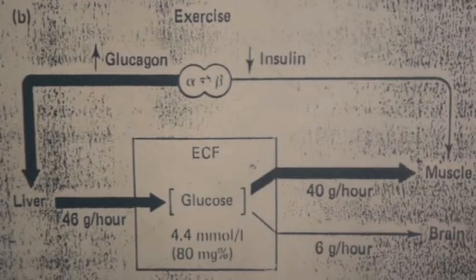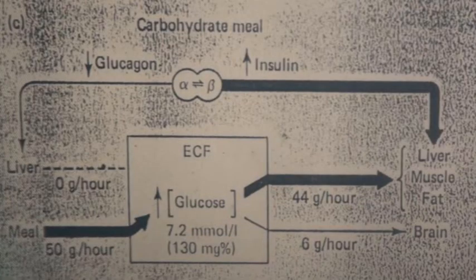glucose level. In exercise, you see, glucagon increases and insulin decreases. And the liver provides 46 grams per hour of glucose. Of these 46 grams of glucose, 40 grams goes into muscle and 6 grams into the brain, similar to the rest. It means that it does not change the level of glucose provided to the brain.